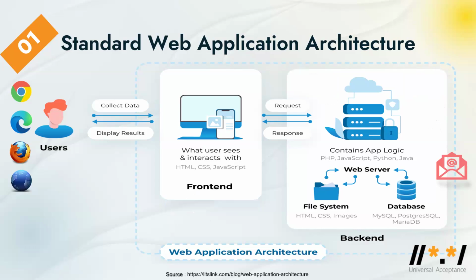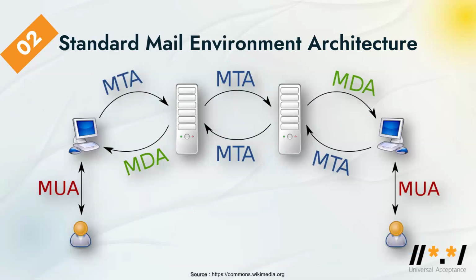Okay, next slide. Here, what is the standard mail environment architecture? In the normal email architecture, the user side is considered the MUA, mail user agent, which may be a web application or a desktop application like Outlook or RoundCube. The email server acts as an MTA, mail transmission agent, while sending an email, and acts as a delivery agent while receiving an email from another mail transport agent. Let's go through the sending and the receiving.